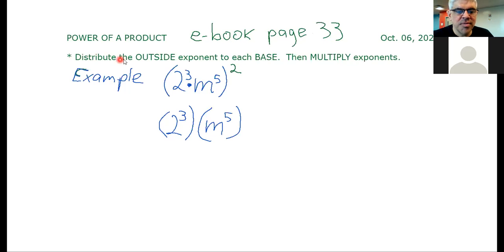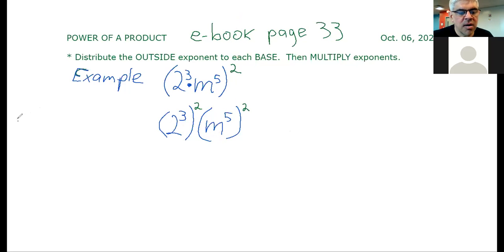notice here, distribute the outside exponent, which is 2, to each base. These are my two bases, 2 to the third and m to the fifth. So what I'm going to write now is the exponent. I'm going to distribute it. I can only do that because it is a product. They're multiplying, not adding or subtracting.